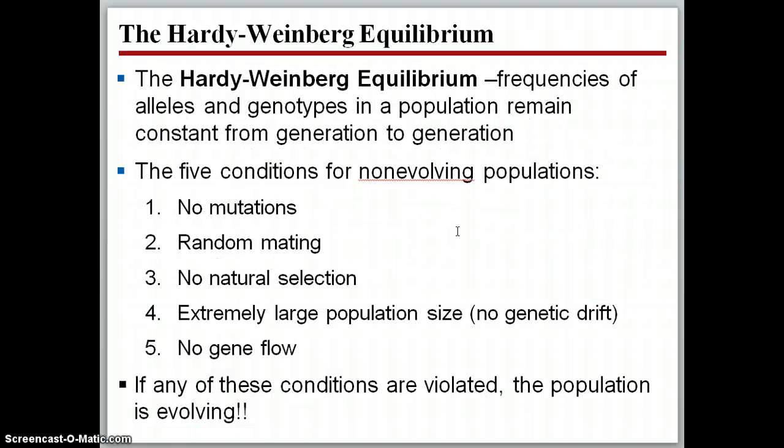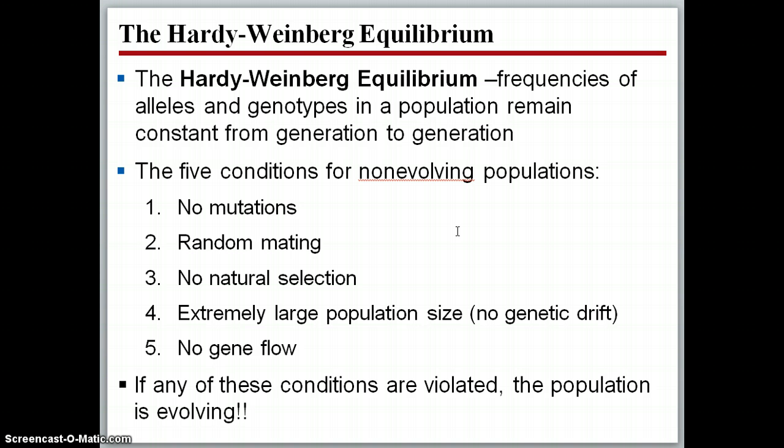What we're going to be focusing on with microevolution is Hardy-Weinberg Equilibrium. Basically, it says that the frequencies of alleles and genotypes within a population are going to remain constant from generation to generation. In non-evolving populations, there's no mutation, no random mating, no natural selection. They're large populations, so no genetic drift, and there's no gene flow or migration. If any of these conditions are violated, the population is evolving.